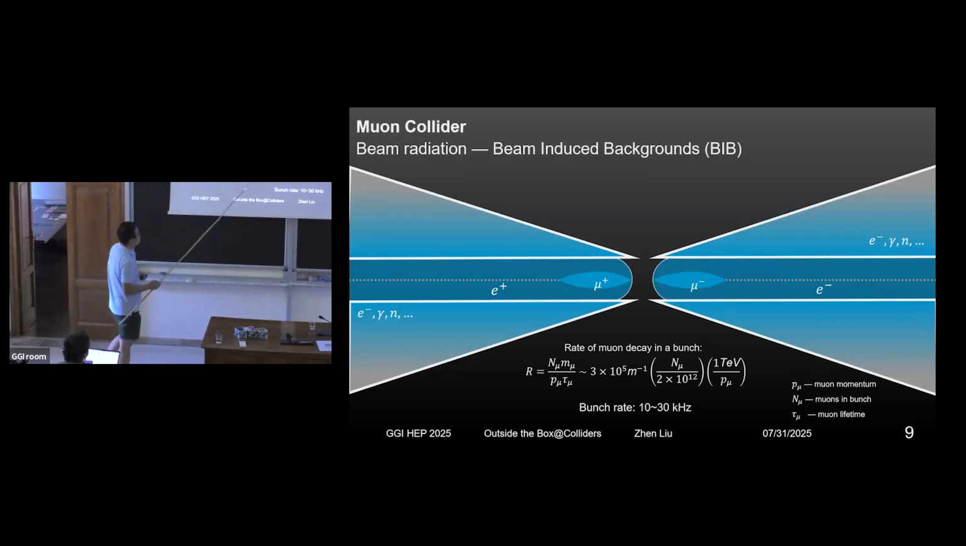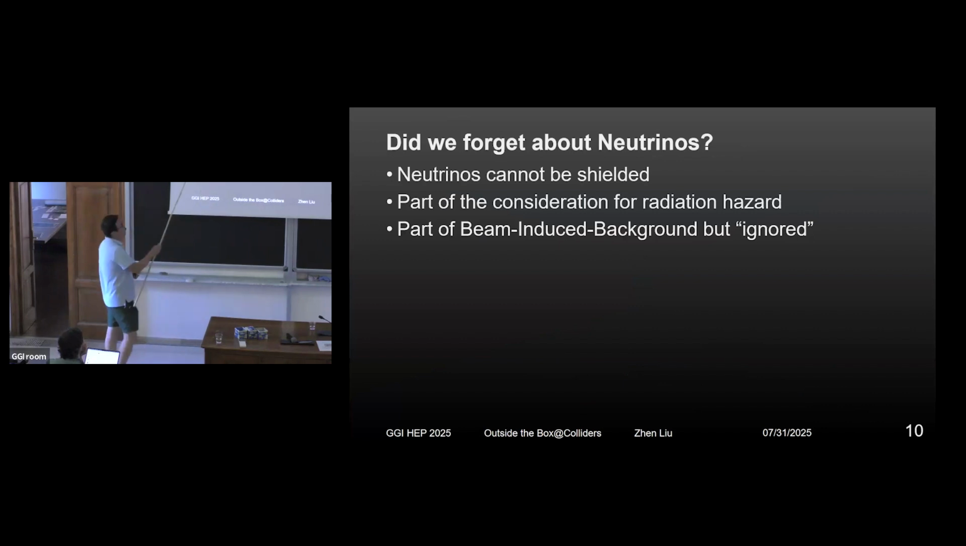And just to get a sense of the rate, per meter, for TeV-scale muons, we have about 10 to the 5 decays. So if I have a straight section of the order of hundreds of meters, I multiply this by hundreds of meters. That is the number from a bunch, a spill of muons. And the collision rate of how many spills pass by each other is about 10 to 30 kilohertz, depending on our muon collider design. So you multiply that number by this again, and then you know how much radiation dose you have. But did we forget about neutrinos?